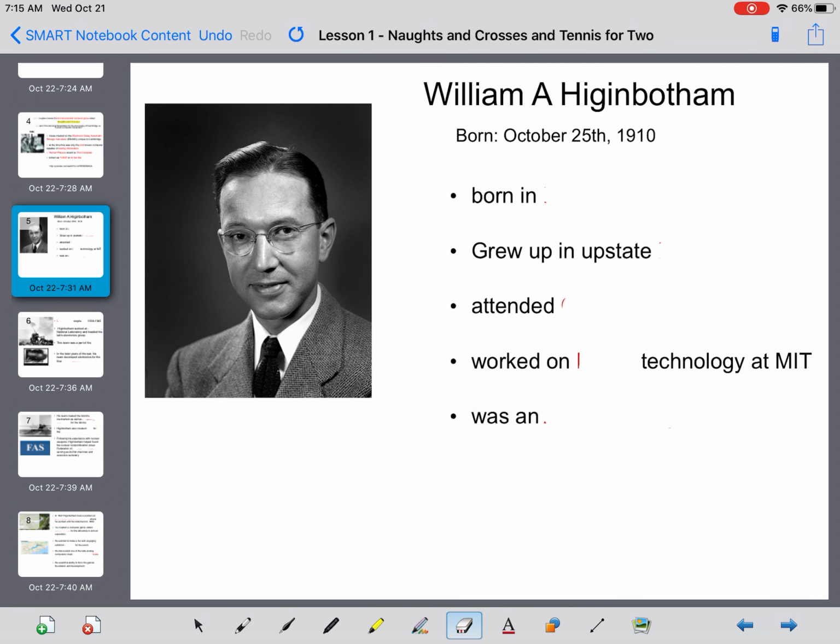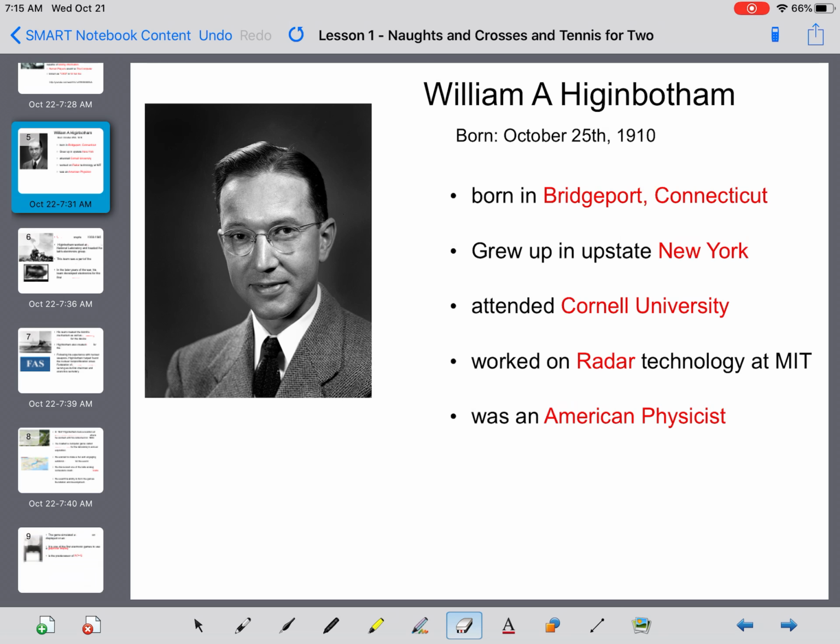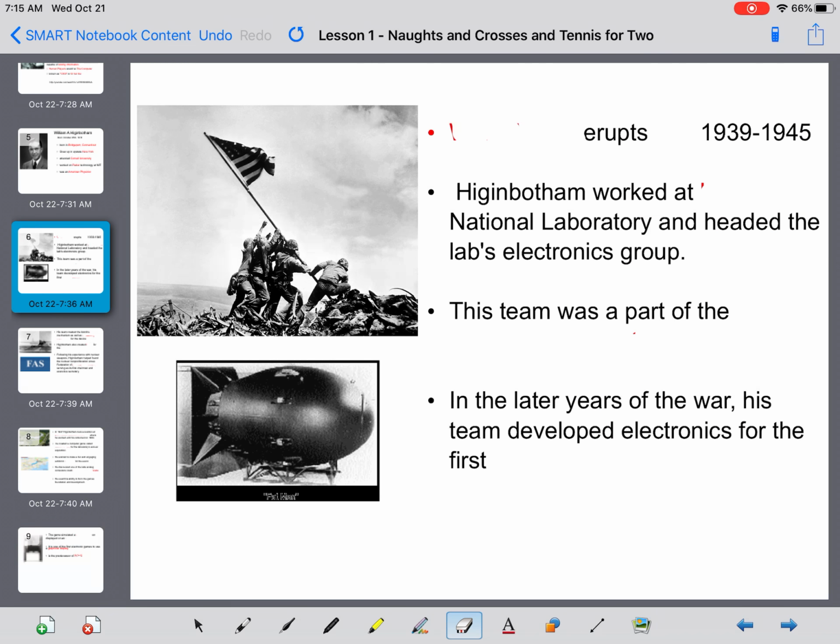This guy, William A. Higinbotham, okay? Born October 25th, 1910, from Bridgeport, Connecticut. He grew up in upstate New York. He attended Cornell University, so he's a smart guy, and he actually worked on radar technology at MIT. And he becomes an American physicist.